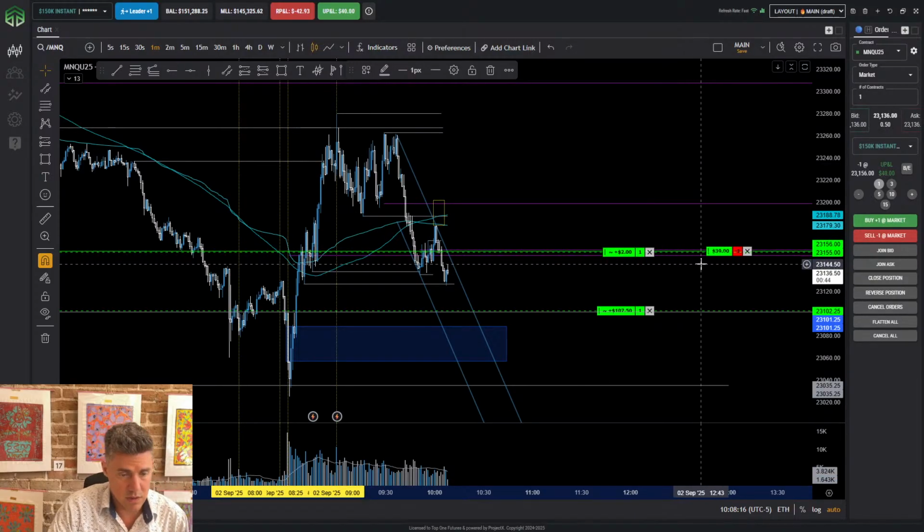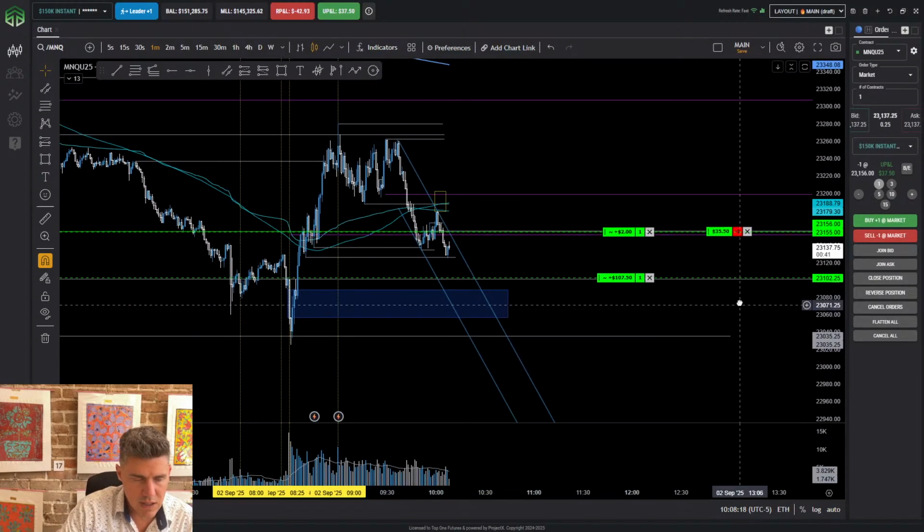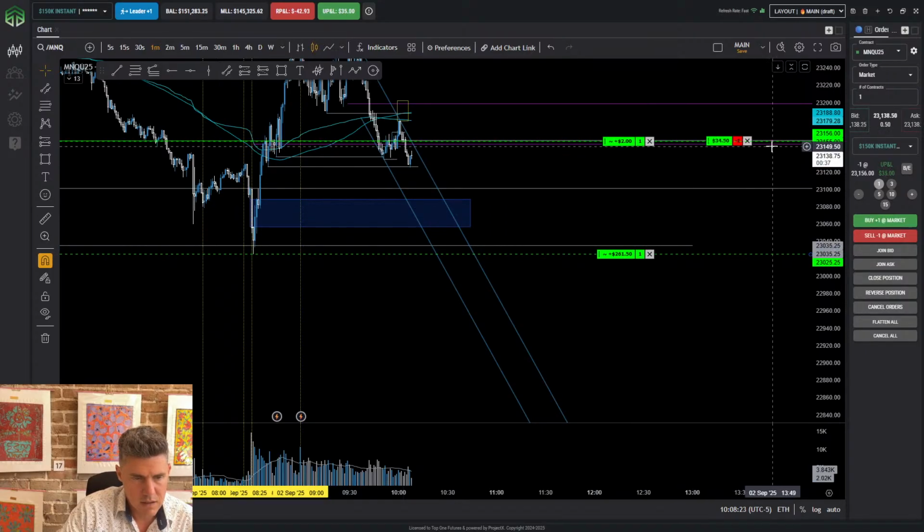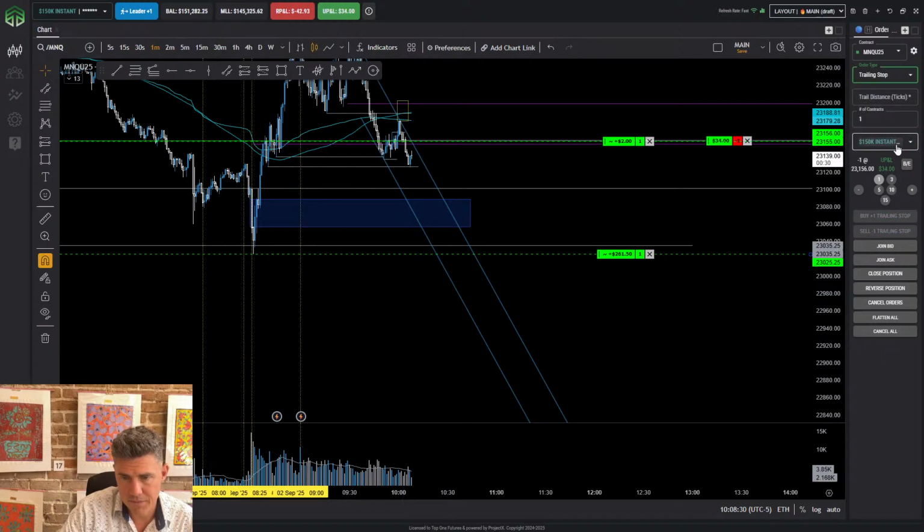I'll leave this runner on. Dude, should I really truly let it run? Like new low of day? I can put a trailing stop in, bro. Trail distance ticks. 40 ticks is 20 points. No, 40 ticks is 10 points. 80 ticks is 20 points. Let's go 80 ticks.